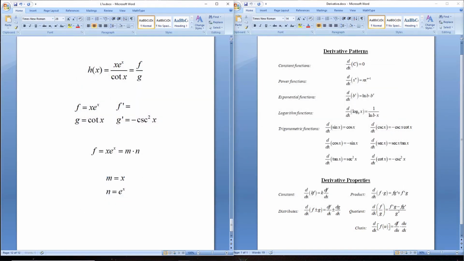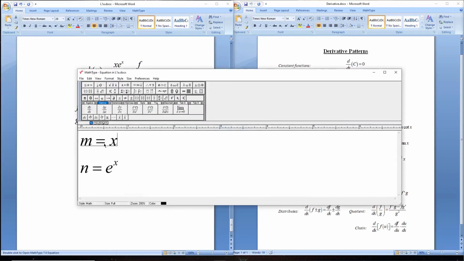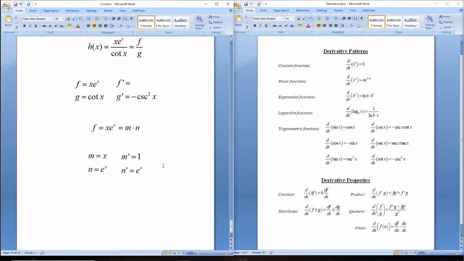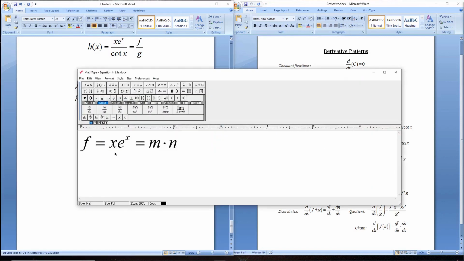Once we have those declarations made, we then take their derivatives. So the derivative of x is 1. And the derivative of e to the x is always itself. And there's our information. And now we will plug this into the product rule to get the derivative for f.